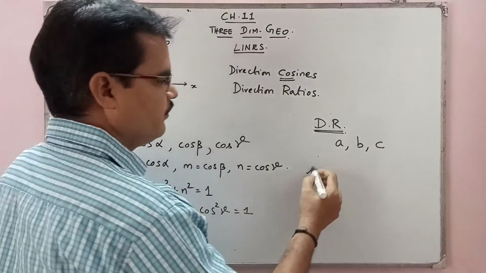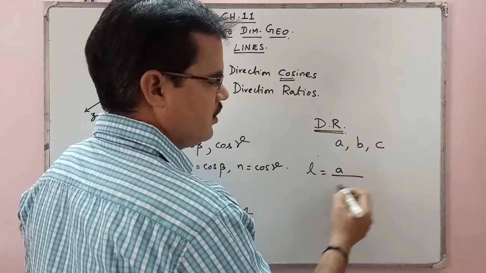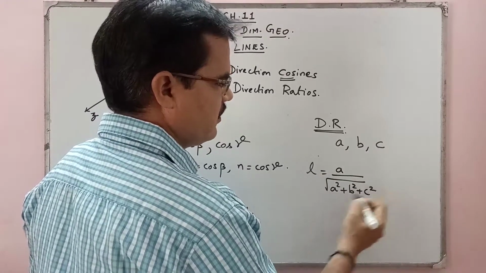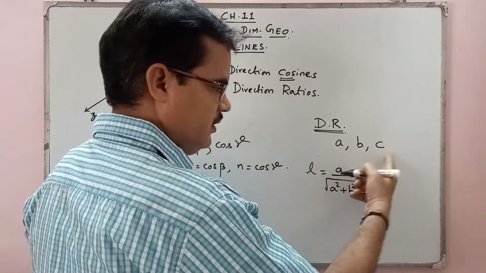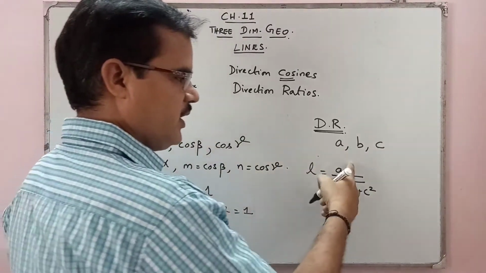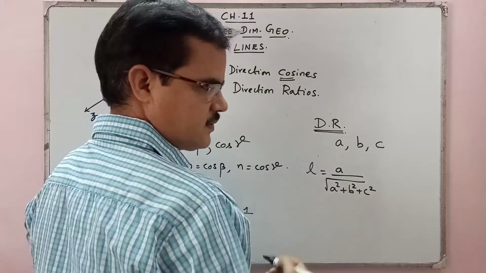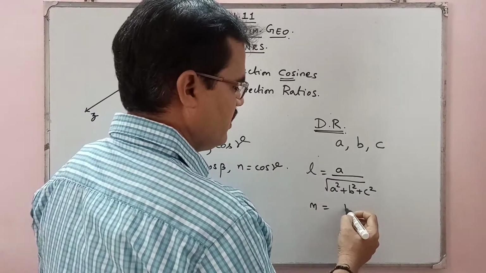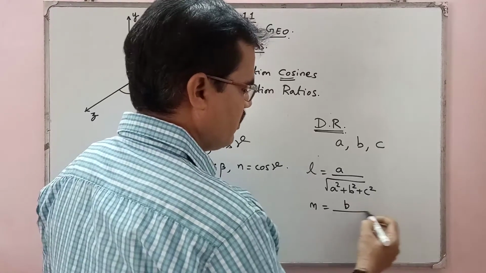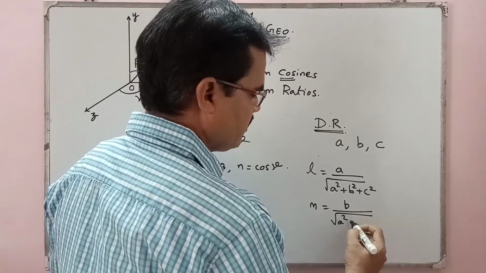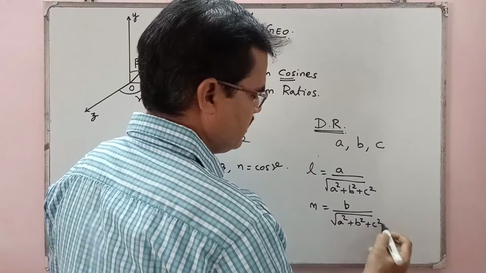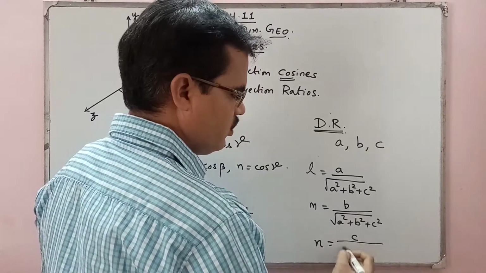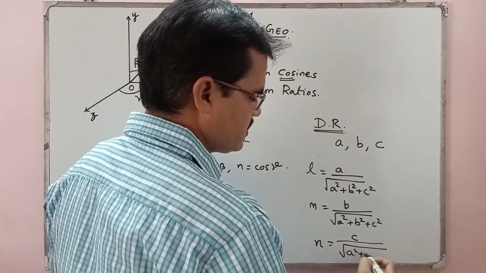L is equal to A by root of A squared plus B squared plus C squared. Similarly, direction cosine M will be B by root of A squared plus B squared plus C squared. Can you guess how you will find N? Yes, you are right: C by root of A squared plus B squared plus C squared.